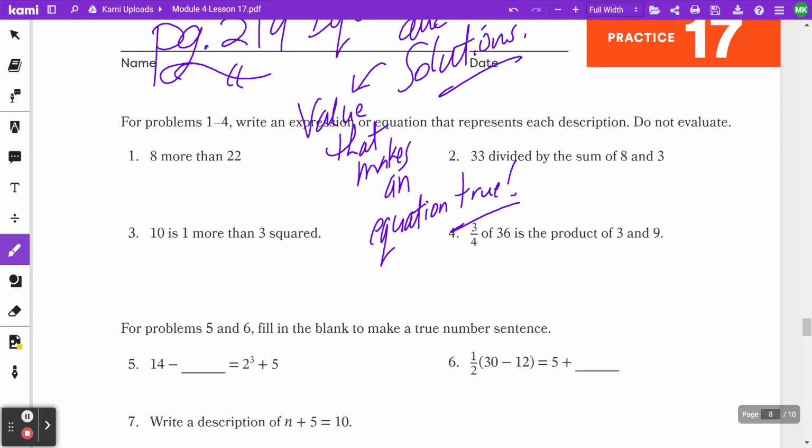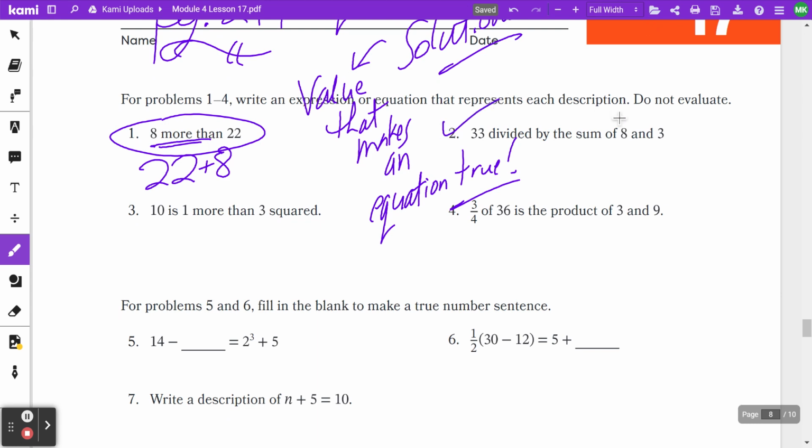Okay, but first, I guess they want you to practice writing some expressions or equations, right? So if I have 8 more than 22, that means I start with 22. And if I want 8 more, I'm going to add 8 to that. Or perhaps over here, 33 divided by, and I love using a fraction bar there. So 33 on top, divided by the sum, that means to add 8 plus 3, like that.